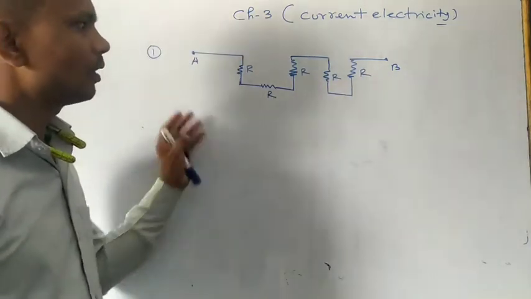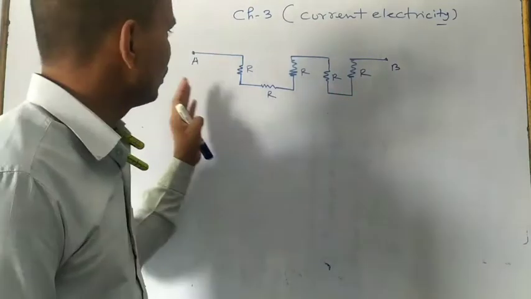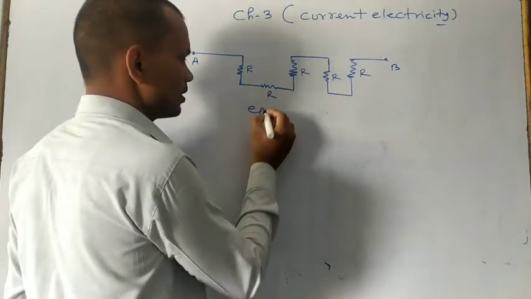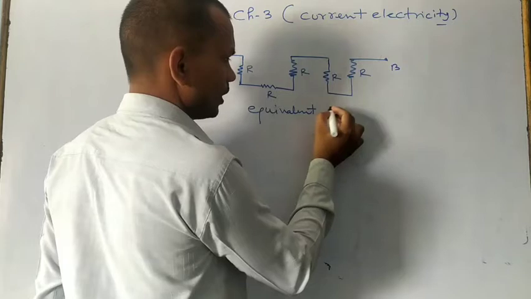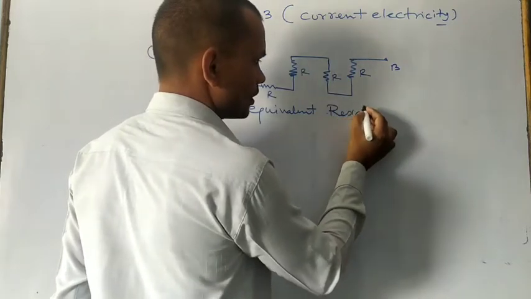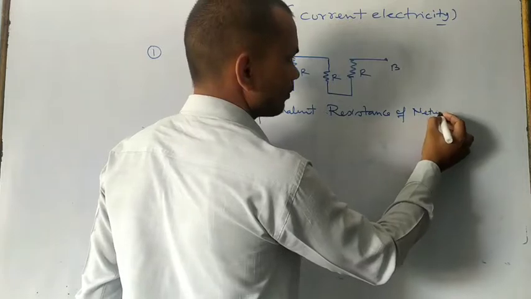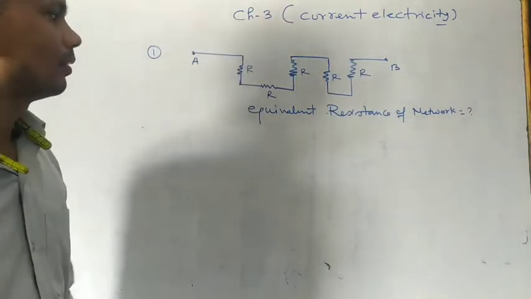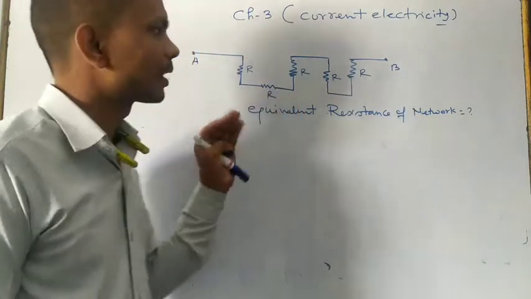And what we want to find out is the equivalent resistance of this network. Equivalent resistance of the given network, this is your question mark.